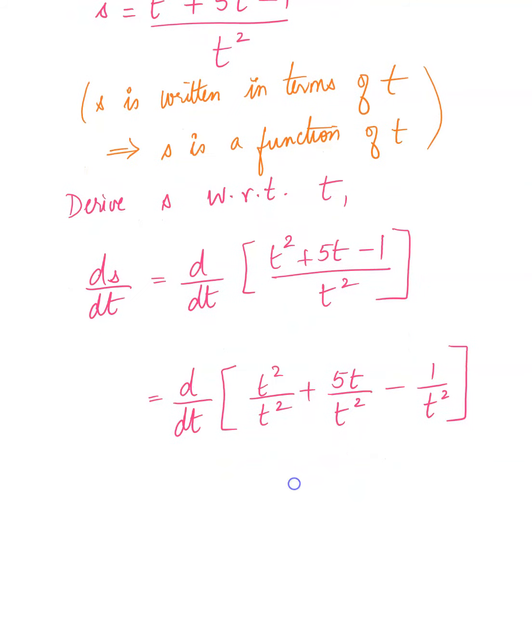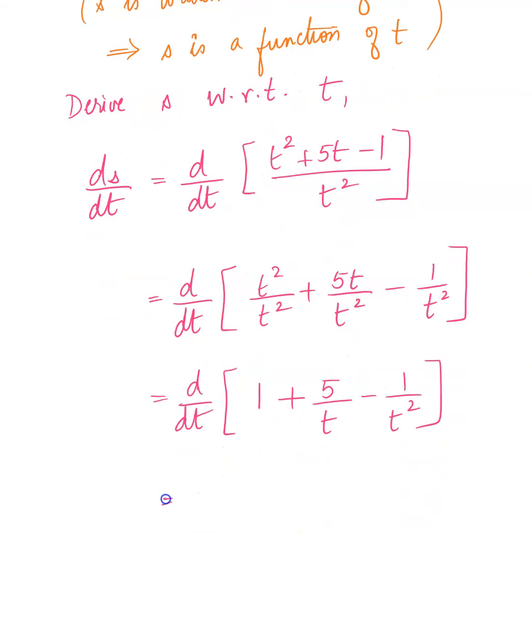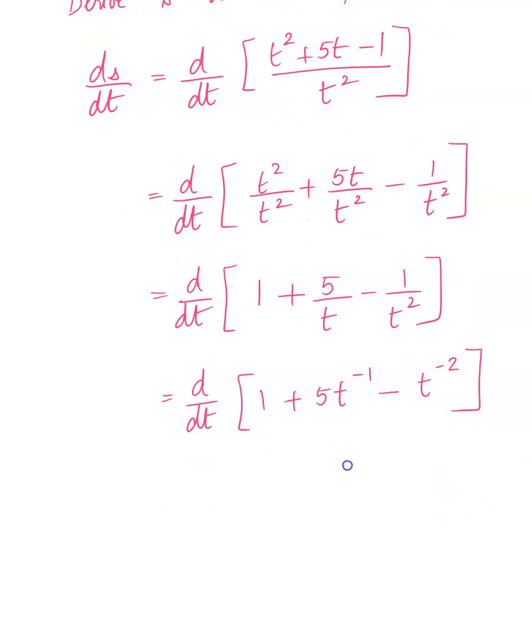Because I'm using algebra to simplify this. So in the first term, it becomes d over dt, and I'm not even applying the derivative yet. That's going to be 1 plus 5 over t, minus 1 over t squared. Now I can move all the t up using the exponent rule and say that's going to be 5t power negative 1 minus t power negative 2. Because then I can skip the quotient rule altogether and use the power rule.